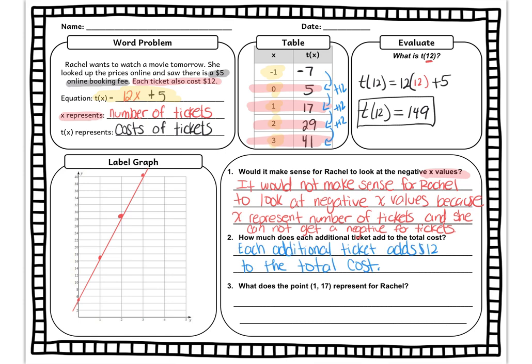And lastly, what does the point (1, 17) represent for Rachel? So the point (1, 17) means we are looking at one ticket. So the total cost is $17. My input is X, which is one ticket. My output is 17, the cost of the tickets. Don't forget to always restate the question to answer in complete sentences.